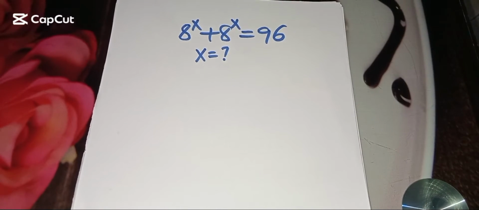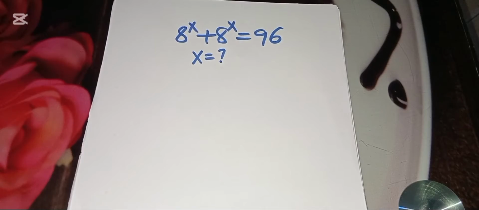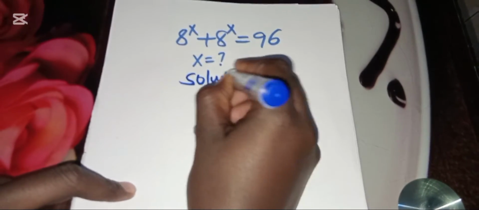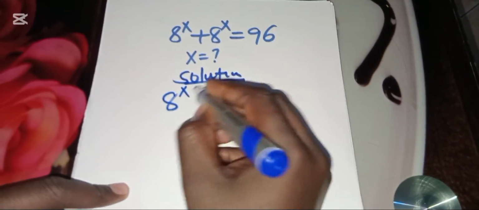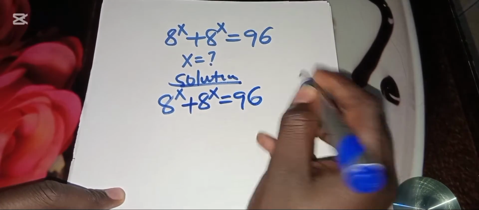Hello, let's provide a solution to this nice exponential equation, which is given as: 8 raised to power x plus 8 raised to power x is equal to 96.